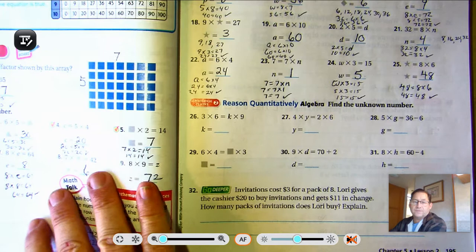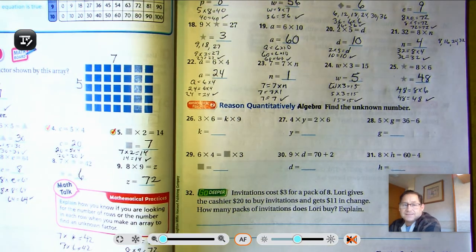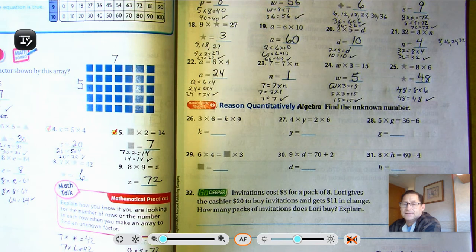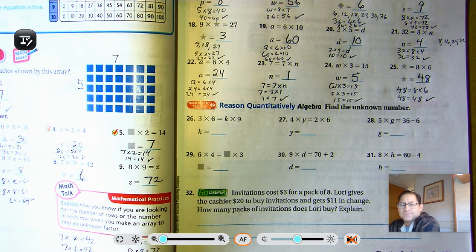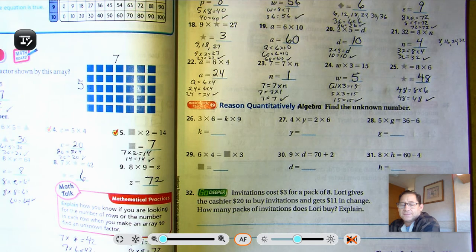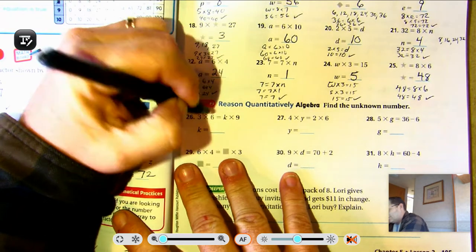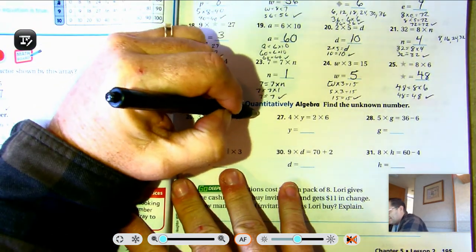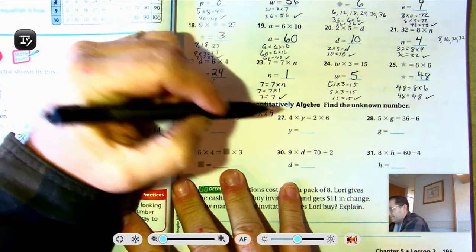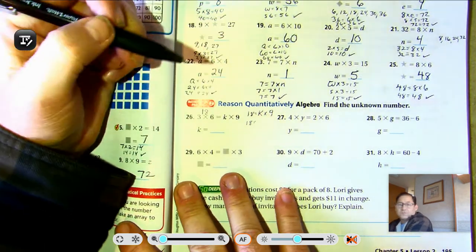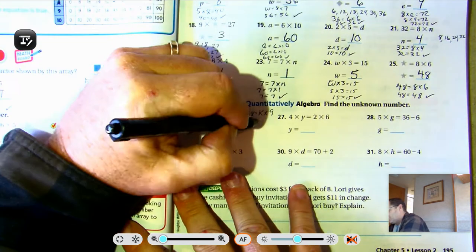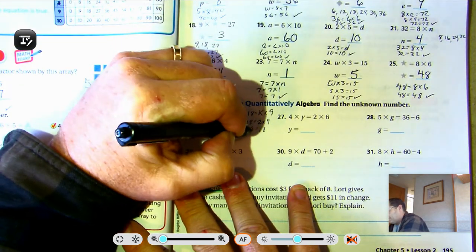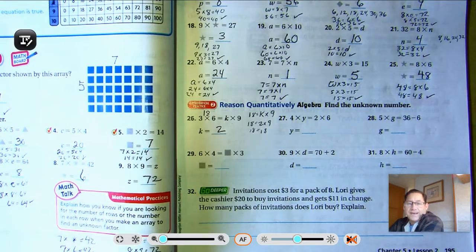All right, find the unknown number. 3 times 6 equals k times 9. Well, what is 3 times 6? Well, 3 times 6 is the same as 3 times 3 twice. 3 times 3 is 9. Double that, that's 18. So 18 equals k times 9. How many 9s does it take to equal 18? 2. 2 times 9. So k has to be 2.